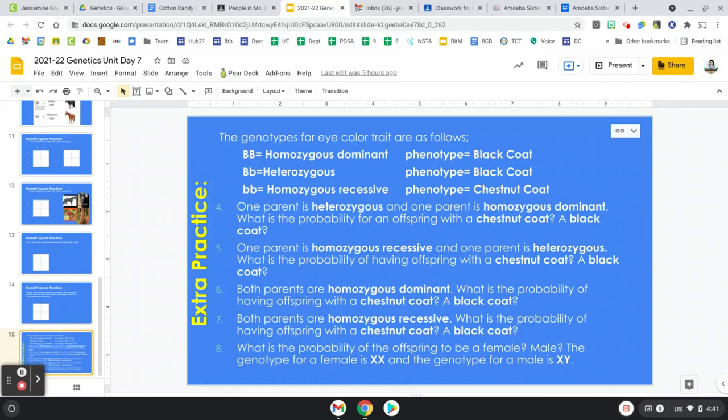So all of this is just practice. It's not assigned necessarily for most of the classes. I think I had one of the classes do this as practice. I think that was my 3rd period, but everybody else, this is not required practice, but it is available to you.